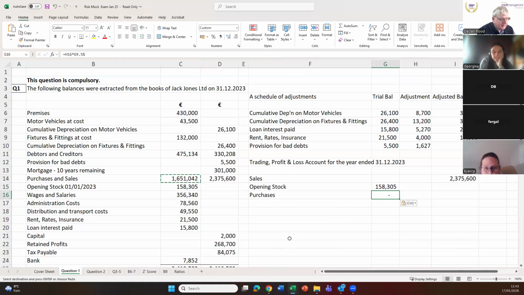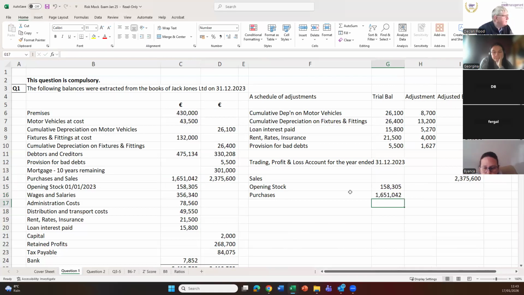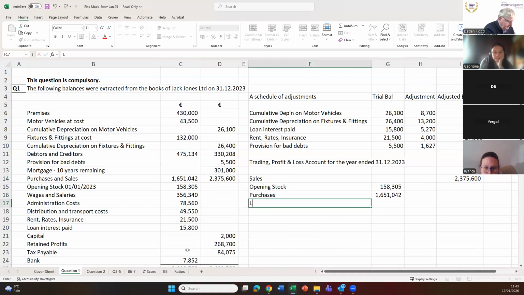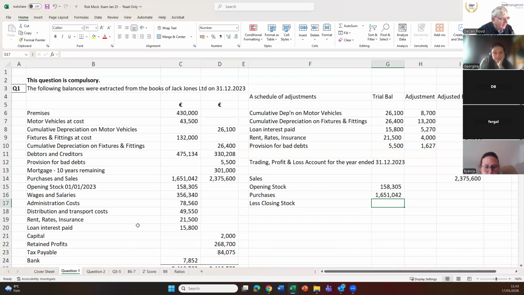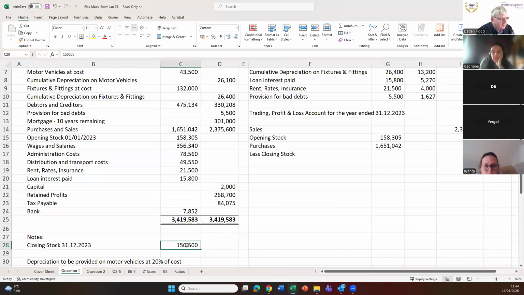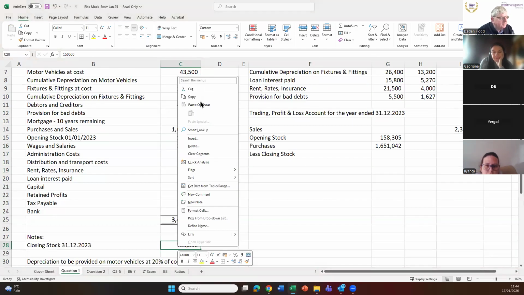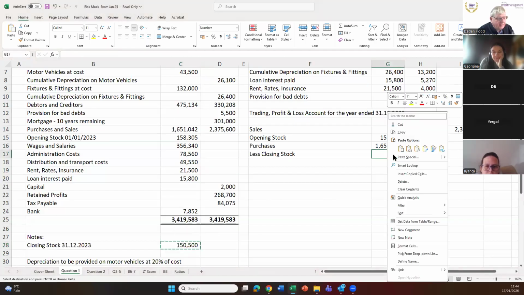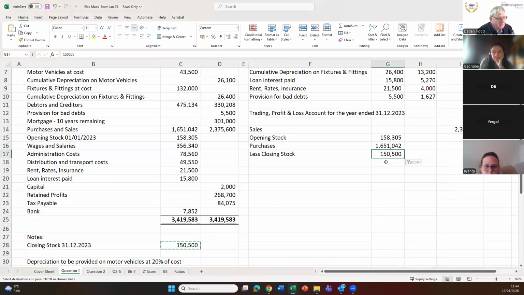Oh, I did that as a percentage. 1,651,042. Grand. So then we know that, and then less closing stock. The closing stock is in the adjustments, and our closing stock, it says, is 150,500. So copy that. You can do it this way, or you can type in the numbers, whatever.